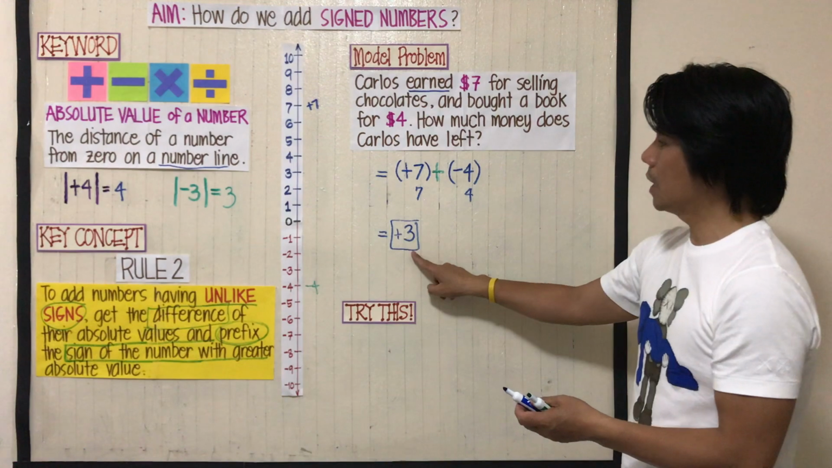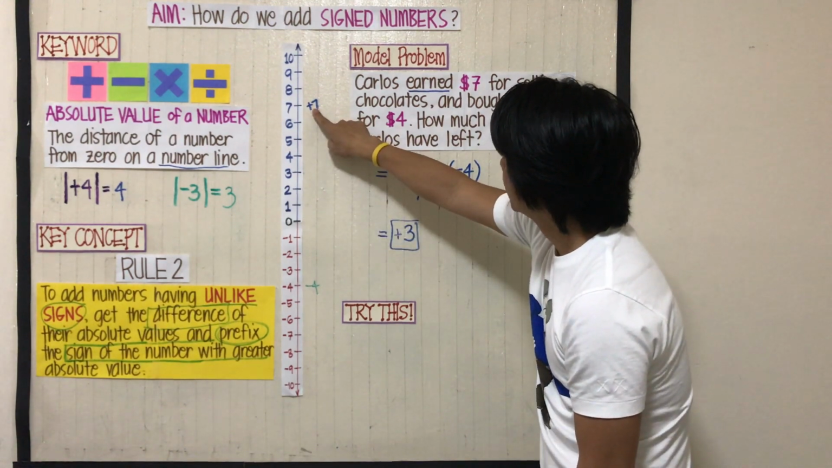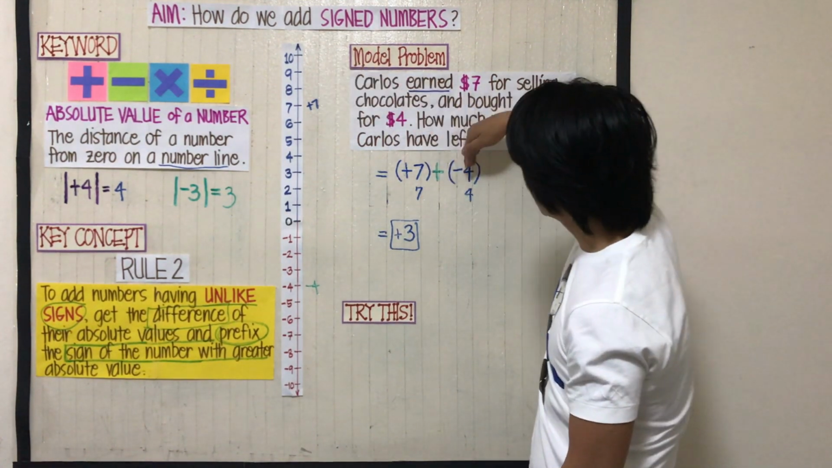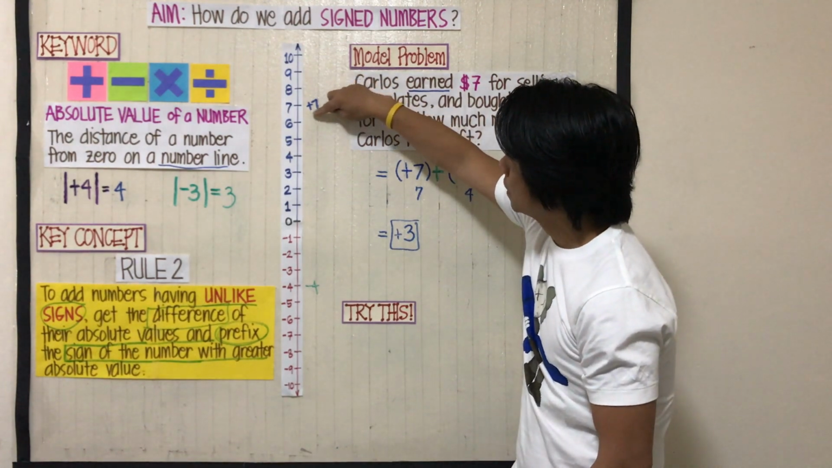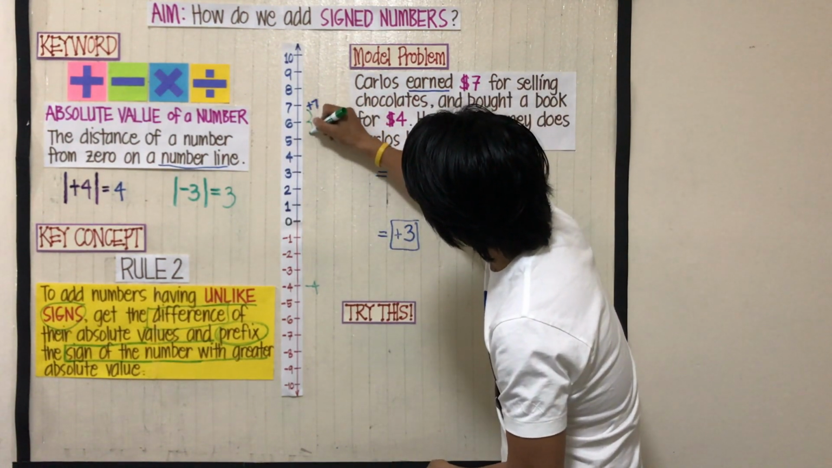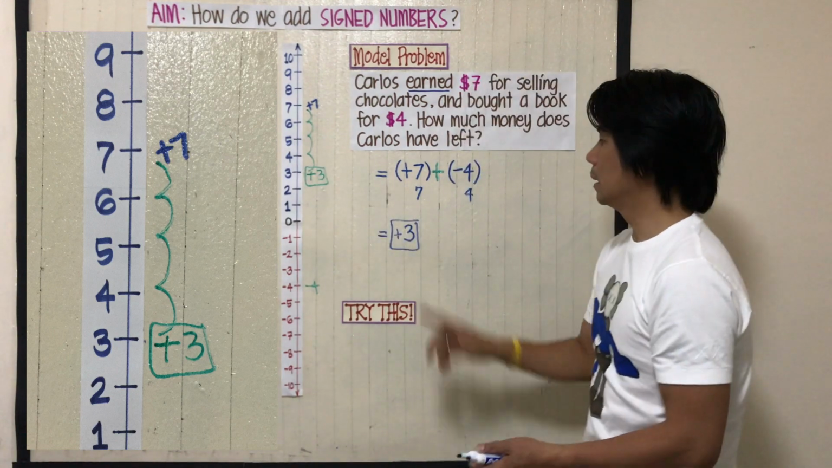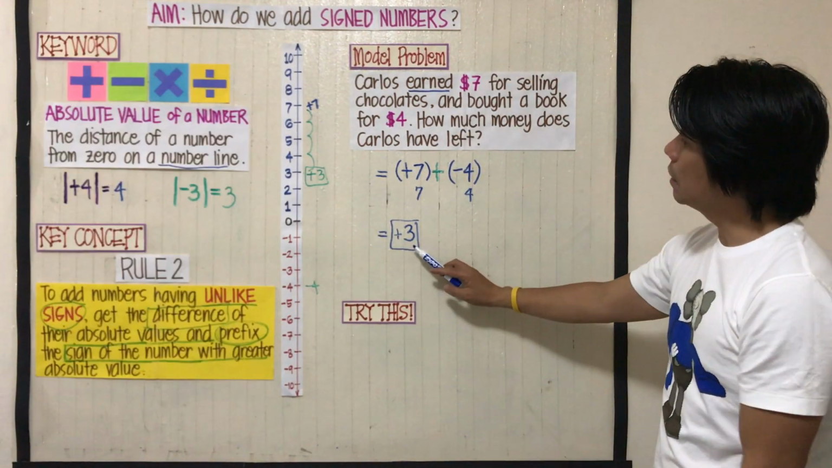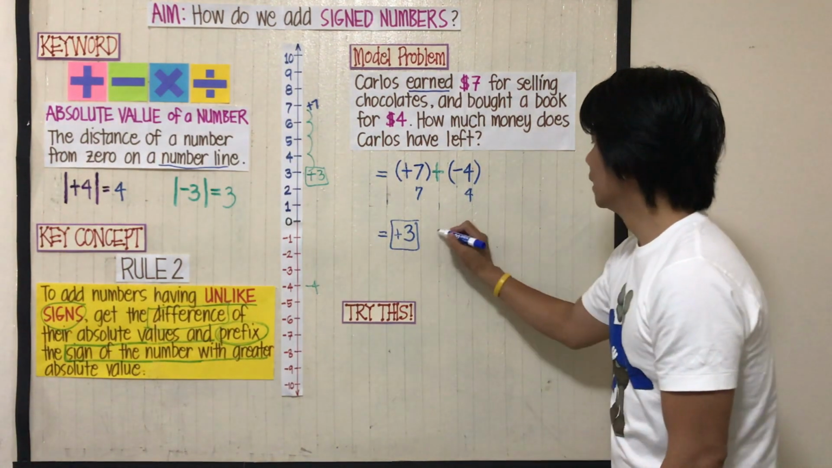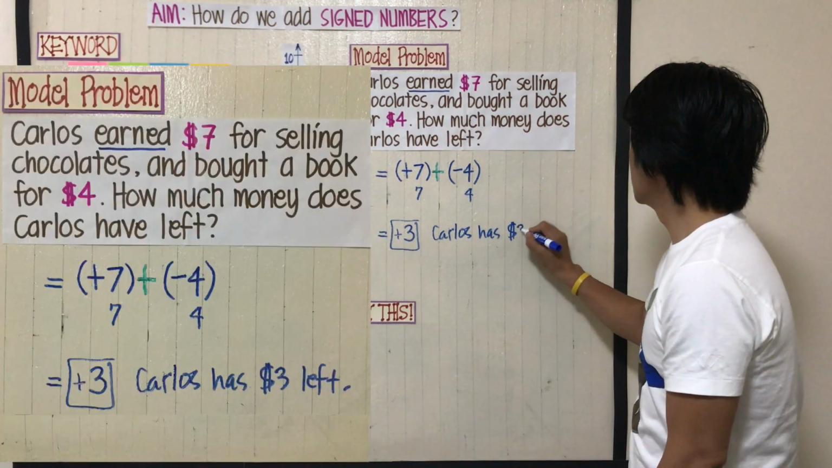Now how do we verify this answer using the number line? Let's start from positive 7. Positive 7 is right there. Now, we're adding negative 4. From here, we're adding, but it's negative, so we're going to step down four steps, or 4 spaces. Let's do that. 1, 2, 3, 4. And it ends up positive 3. And that is our answer here. Now, what is the meaning of this number in the context of the problem? Carlos has $3 left.